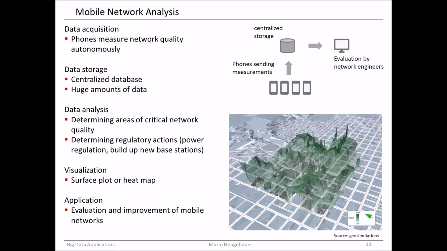The overall goal for the network operator, of course, is to maintain a stable mobile network without paying too much for too many useless base stations, but only placing new base stations or increasing the power supply in the base stations where it is required, where it makes sense. So optimizing the network operation is the goal of this big data application here.